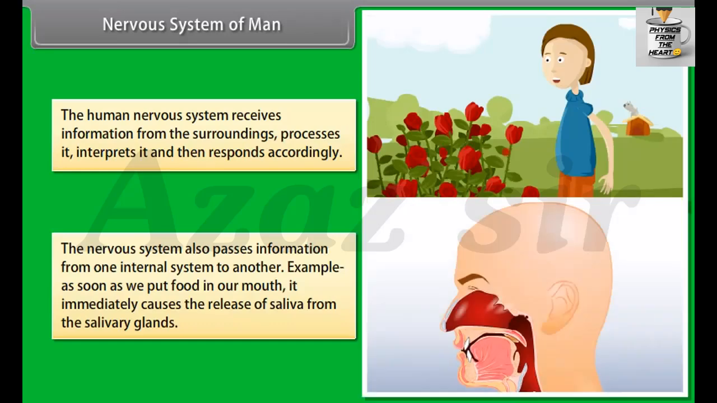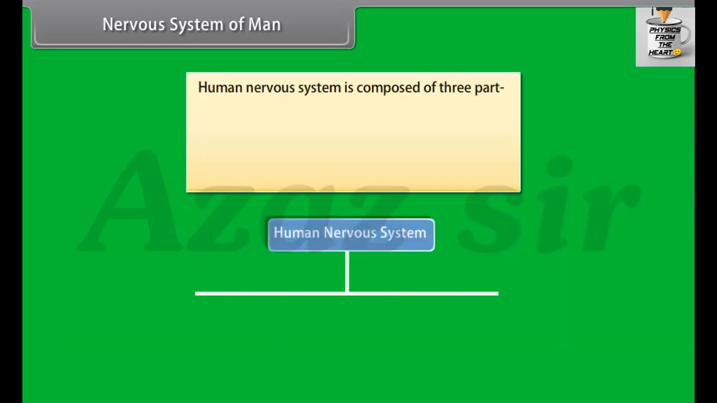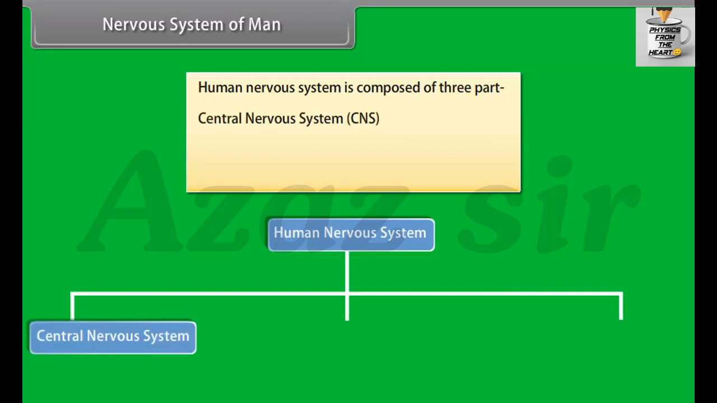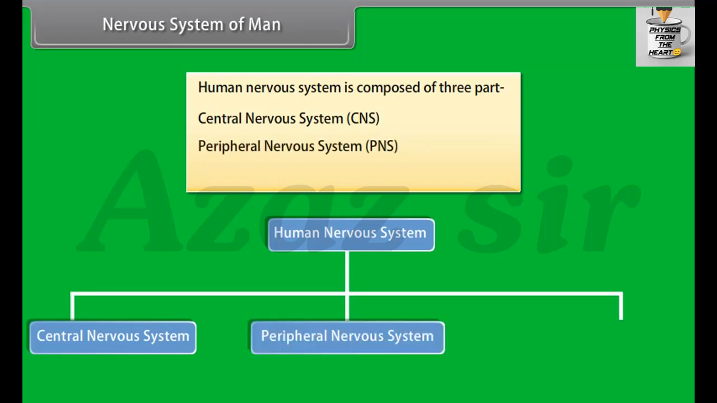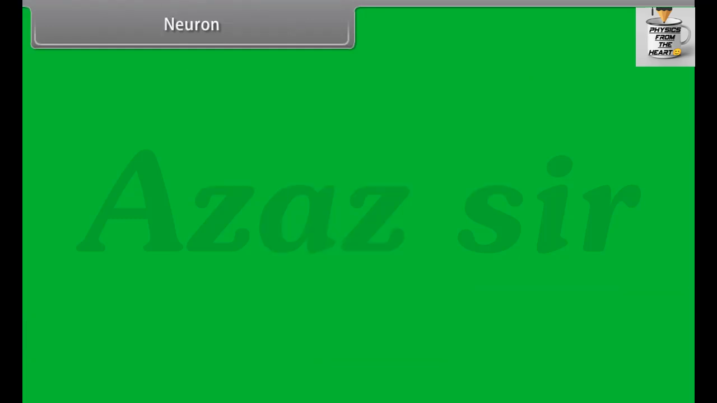Example: as soon as we put food in our mouth, it immediately causes the release of saliva from the salivary gland. The human nervous system is composed of three parts: central nervous system, CNS, peripheral nervous system, PNS, and autonomic nervous system, ANS.